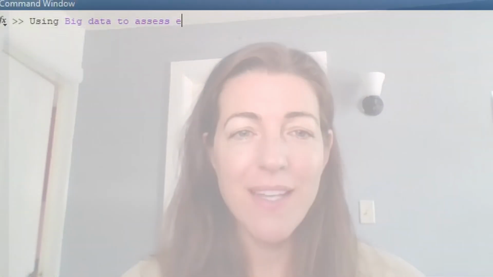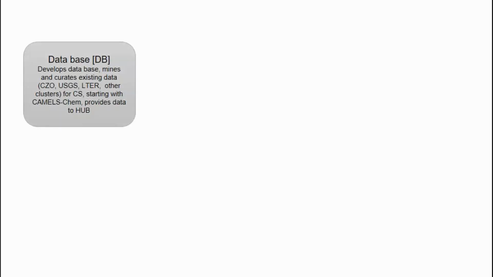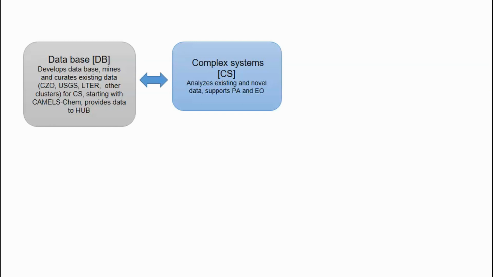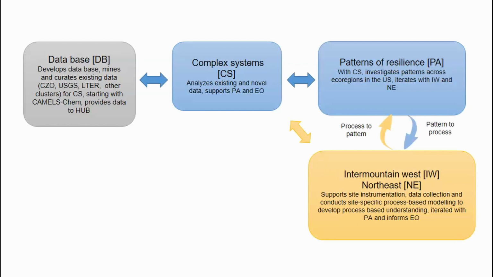Our project is officially called Using Big Data to Assess Ecohydrological Resilience Across Scale. But we're quite happy with our nickname, Big Data. In this project, we have a lot of different teams, and they all do something very specific, but they all collaborate, and this makes this entire project work.